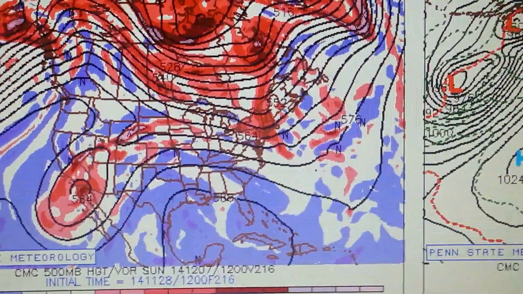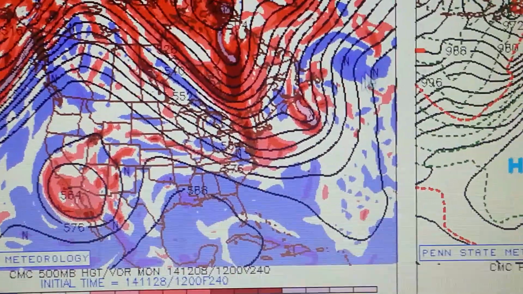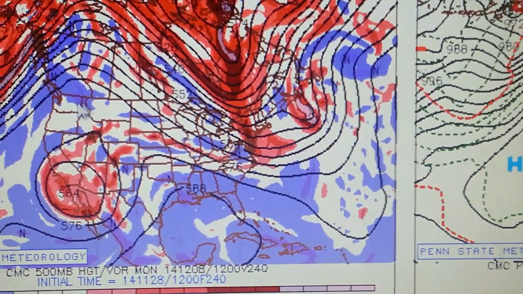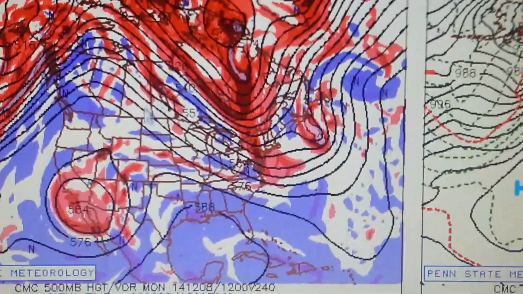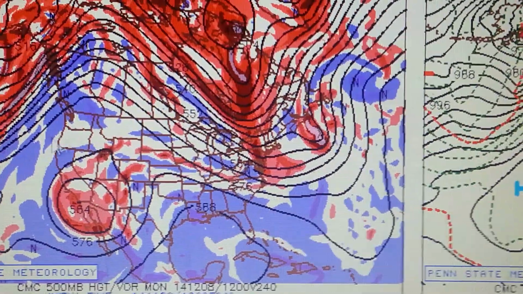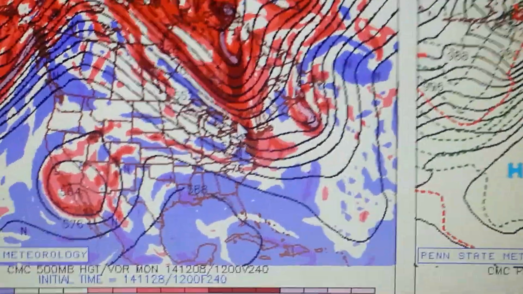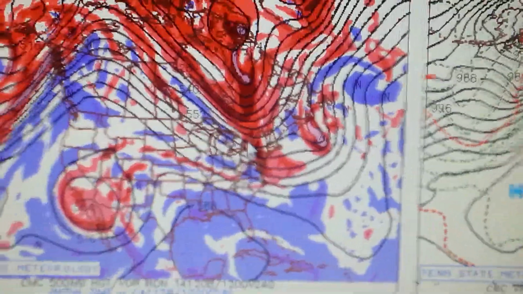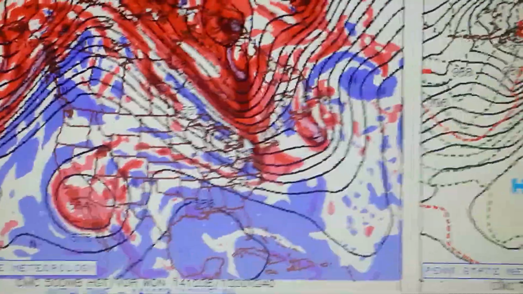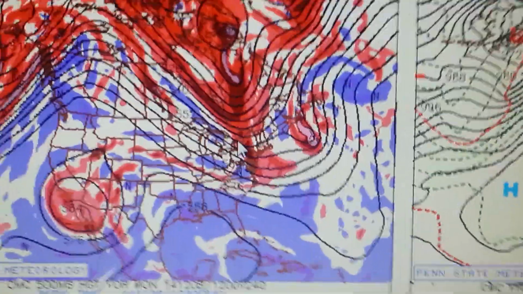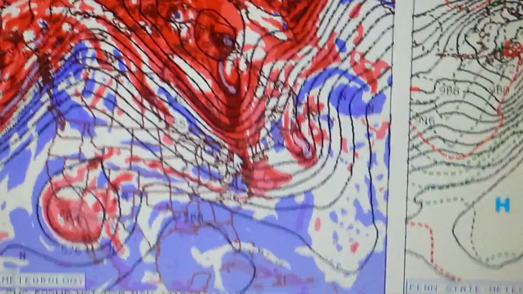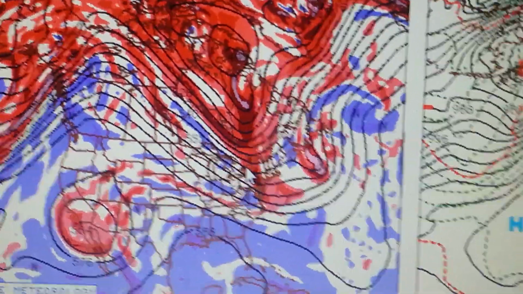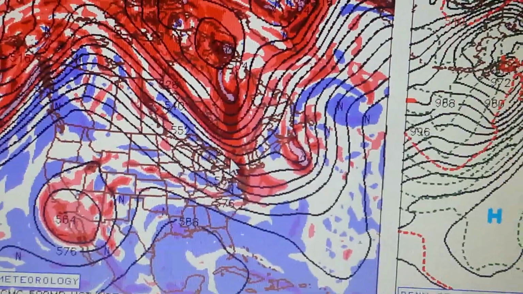Whenever you get a zonal flow, it's very hard for pieces of vorticity, shortwave energy, to drop down and form a storm. The northern branch of the jet stream pretty much stays separate from the southern branch, so you don't have pieces of energy combining to form big storms, and that's a problem because I want big snow. But the basic idea is there really aren't going to be any big coastal storms, at least for the next couple of weeks, I believe.